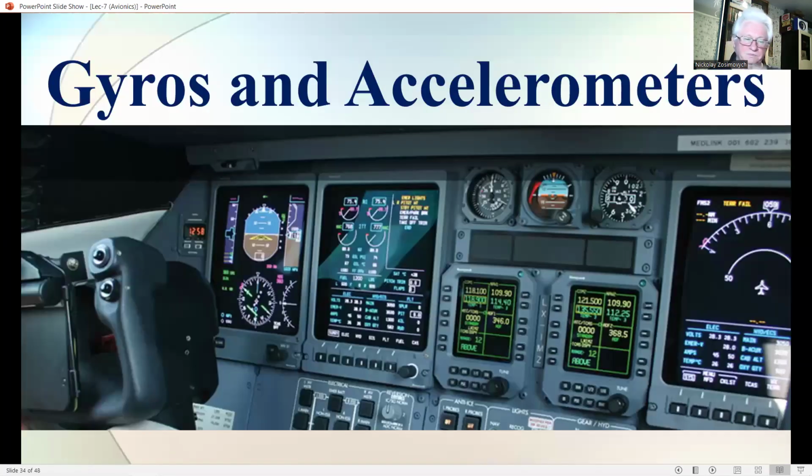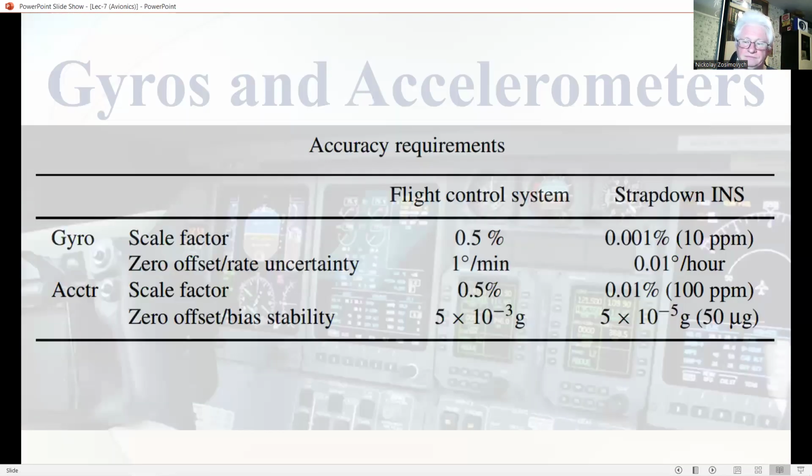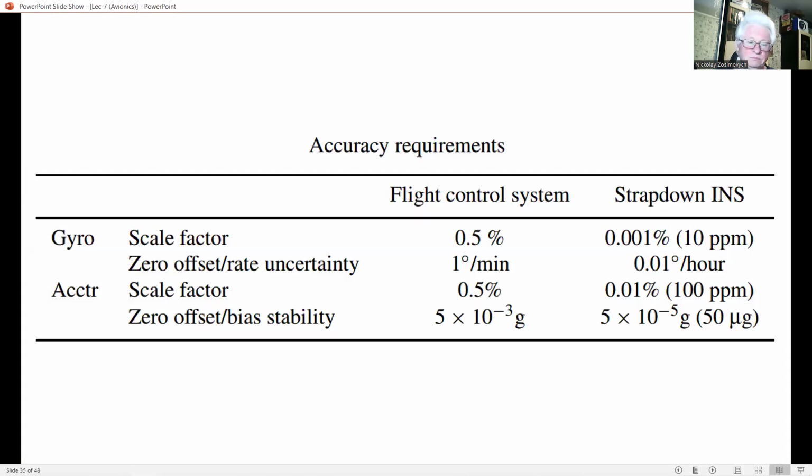The accuracy requirements for gyros and accelerometers can differ by several orders of magnitude depending on the application. This table shows the accuracy requirements for a typical fly-by-wire flight control system and a 1 nautical mile per hour strap-down INS, as representing the lower and upper end of the performance spectrum. Not surprisingly, the cost can also differ by an order of magnitude or more.